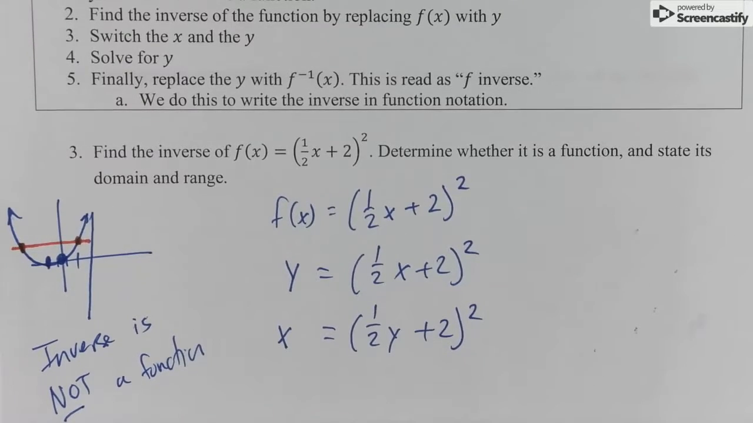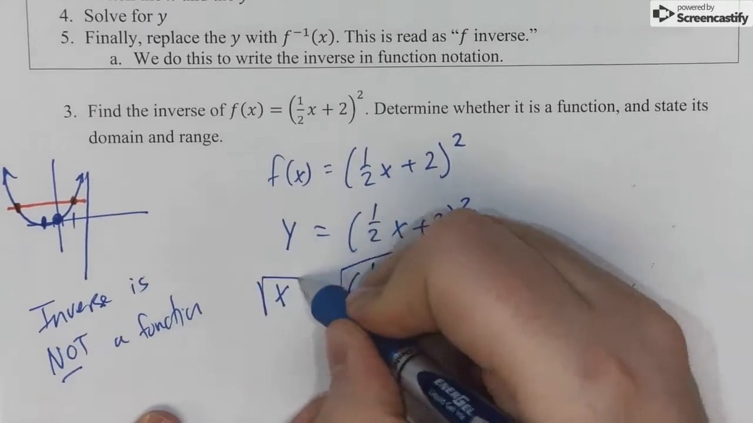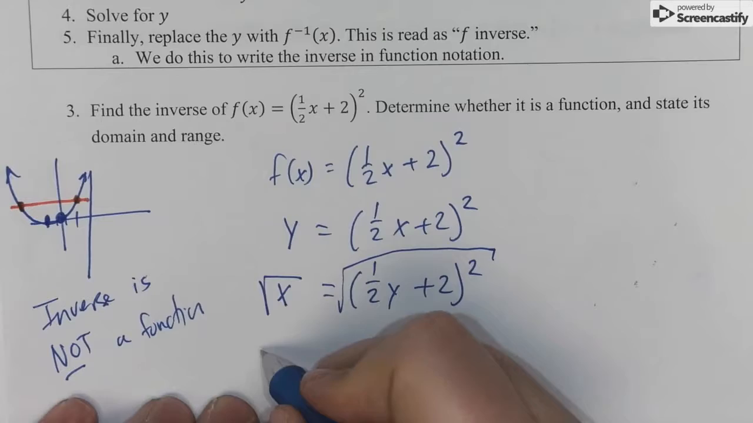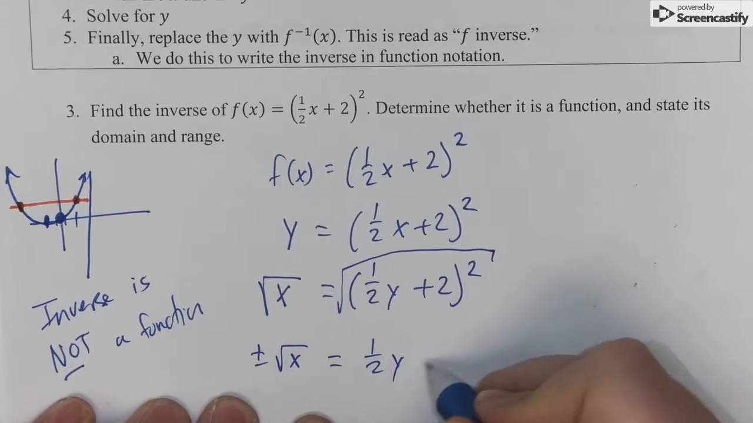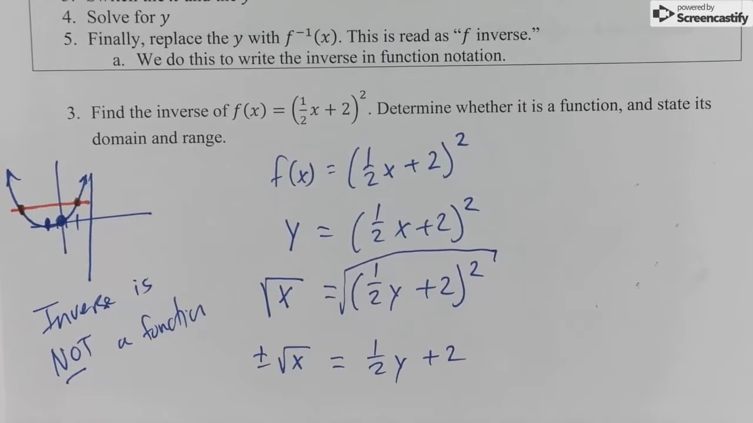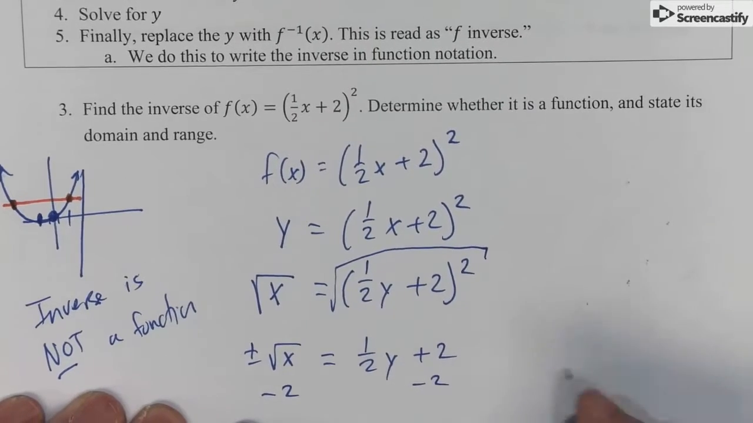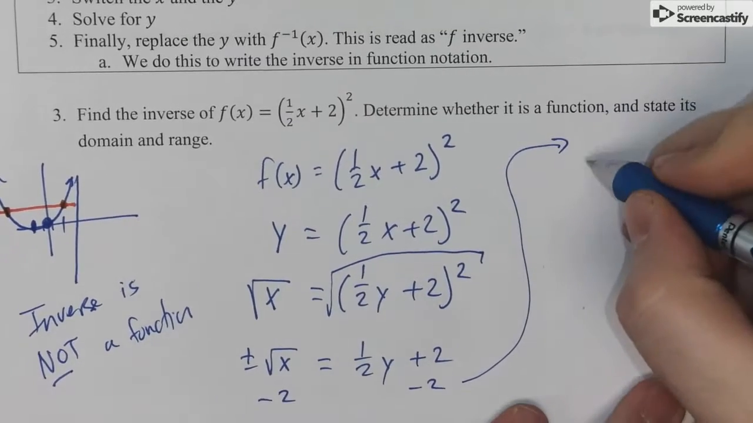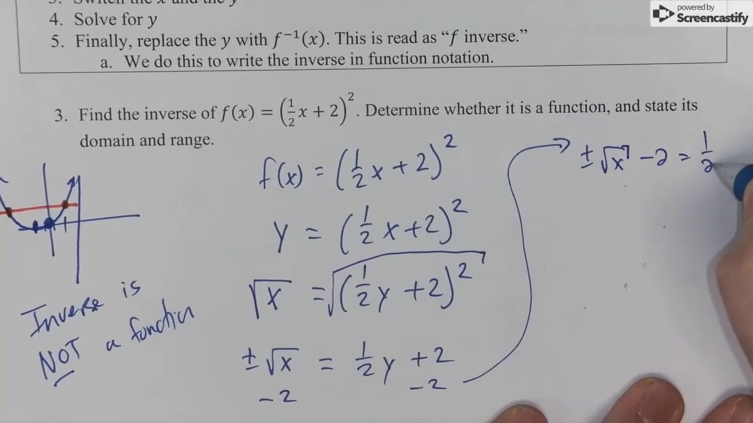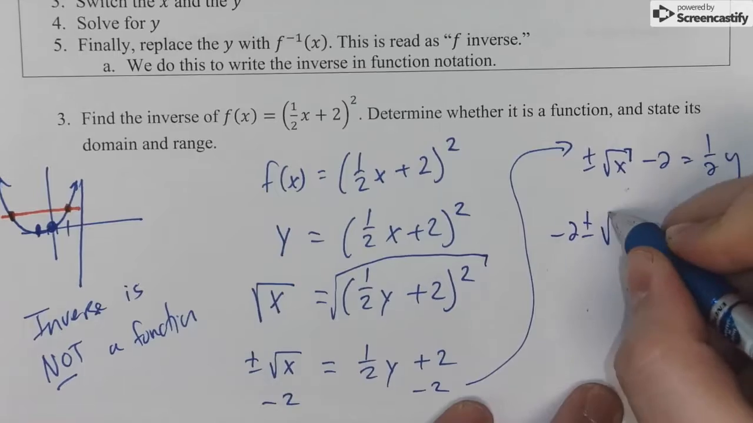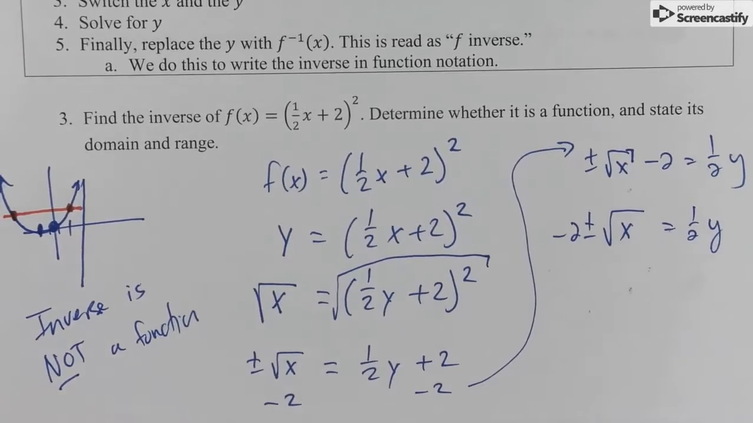Now we're going to solve this thing for y. So to get rid of that square, I take a square root. And don't forget, when you take a square root, you get the plus or the minus. So this would be plus or minus the square root of x equals 1/2 y plus 2. Solving this for y, I subtract 2 from both sides. So this will be plus or minus the square root of x minus 2 equals 1/2 y. Now I'm just going to rewrite this as -2 plus or minus the square root of x equals 1/2 y, just so that my square root's at the end there.